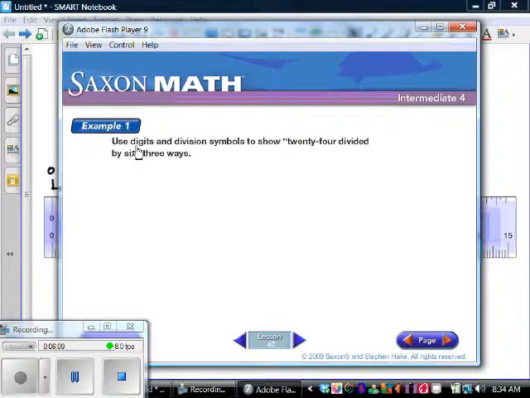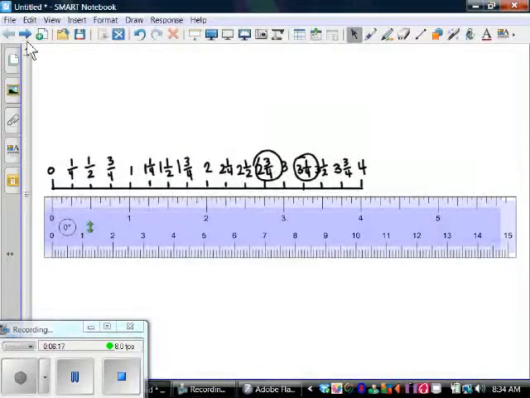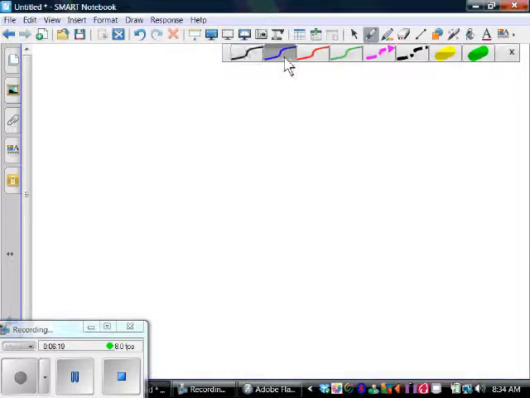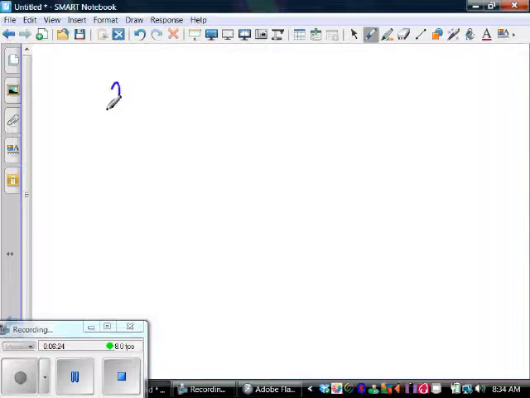Example 1. Use digits and a division symbol to show 24 divided by 6 three ways. The first way that I like to do is to say 24 ÷ 6. So that's one way you could write it. You could also do 24 over 6, which I like to think of as these two little dots being divided by the line. On this one we say divided by.